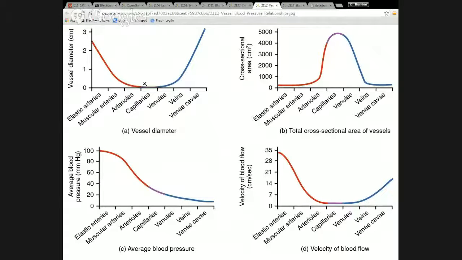Yes? Does oxygenated blood versus deoxygenated blood have any effect on resistance? Not the oxygenation state. There is another aspect that's coincidental with that, which I'll mention later on.